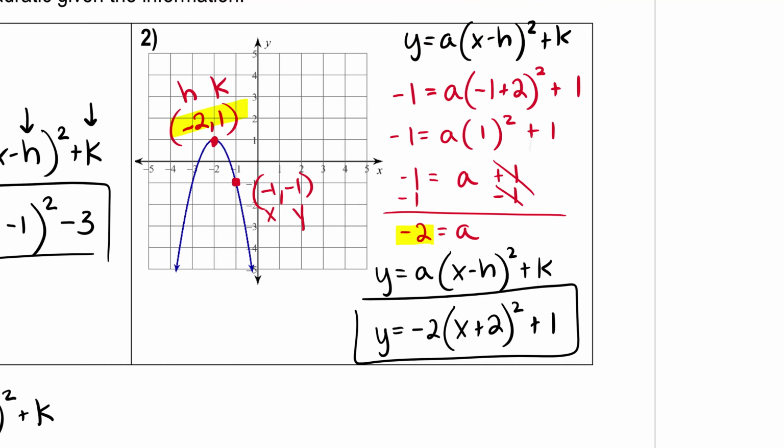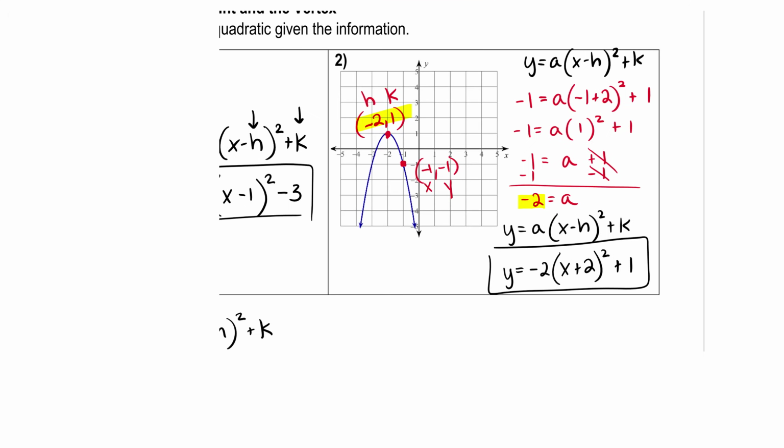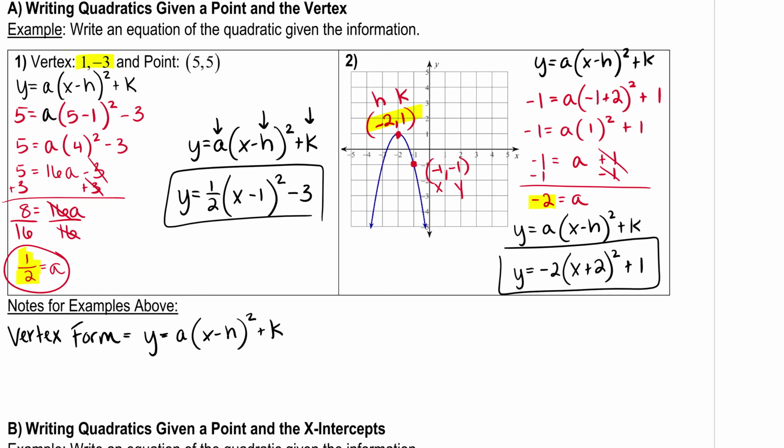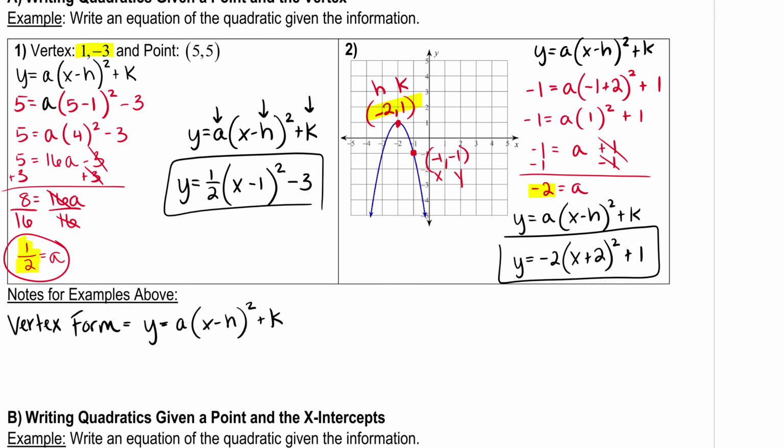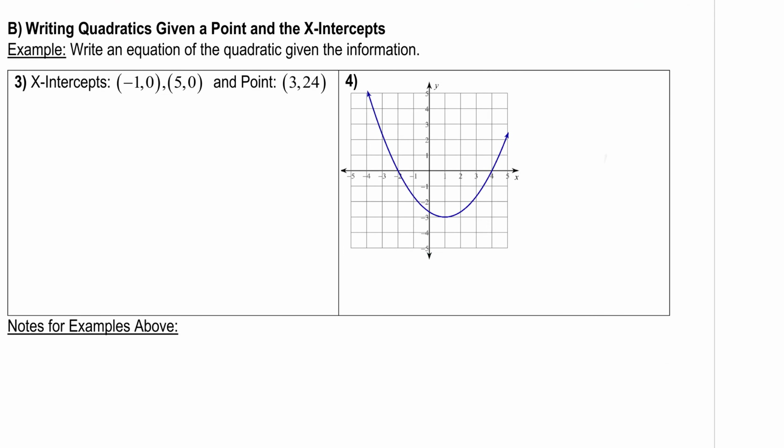And that's it. So I think both of these are fairly simple because I'm just solving for a letter, which hopefully by now you're pretty good at. You've gotten a lot of practice. But yeah, that's it for section A. So let's go down to section B.